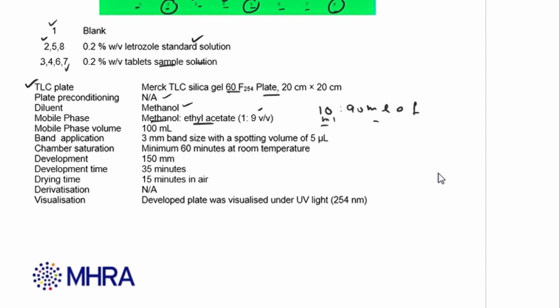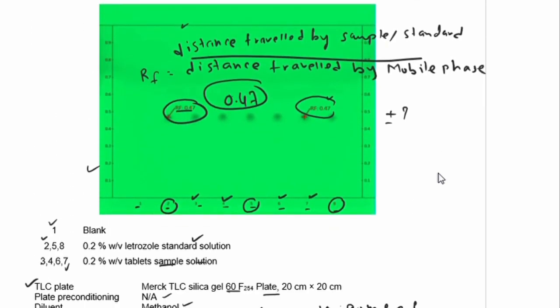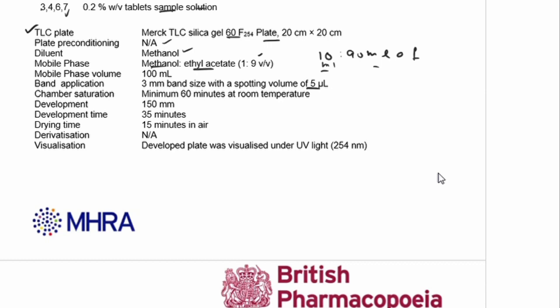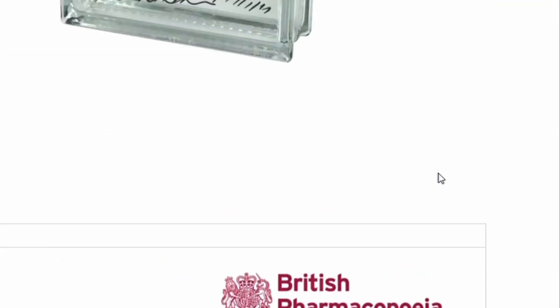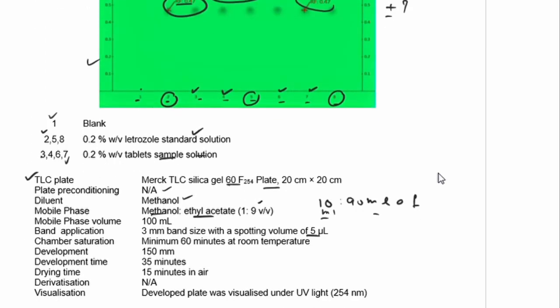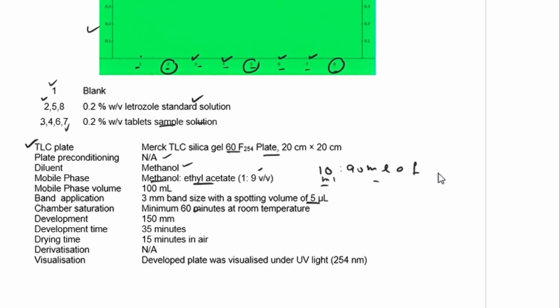Then there's the band application. The band size is 5 microliter. If you see the chromatogram, there are different spots like here. That's the spotting. You have to spot 5 microliter of your test solution, standard solution or your sample. Then the chamber saturation that I mentioned, like here the TLC chamber. You place your mobile phase here, then close it. You need to do this for at least 60 minutes to saturate the chamber.